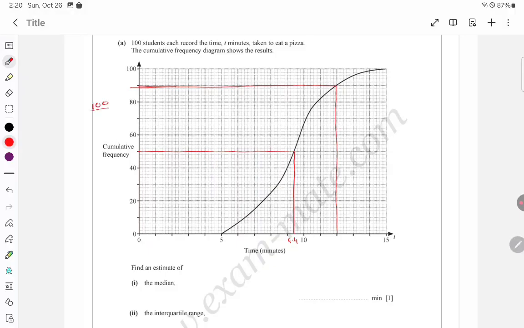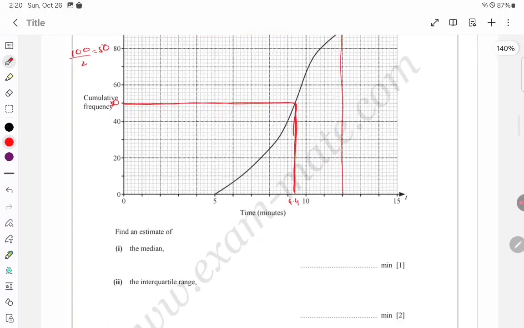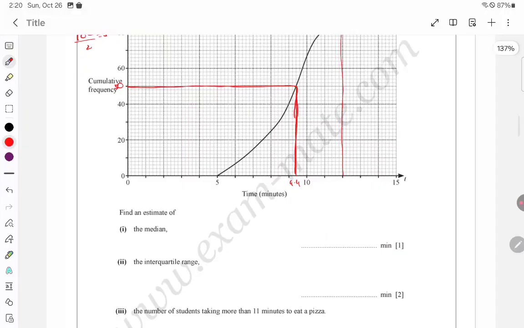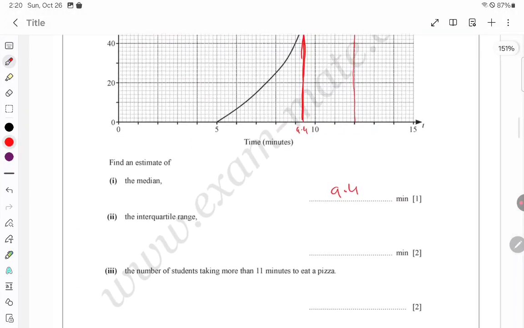100 divided by 2 is equal to 50. This is our 50. Make a straight horizontal line where it cuts the graph. Move downwards to the x-axis, and it will give you the value of 9.35, 9.4 something. So this is our minutes.